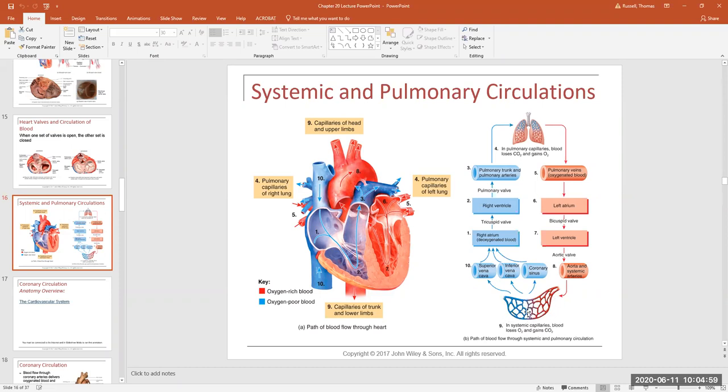And then that deoxygenated blood returns back to the heart via veins. I guess I should tell you that as well. I did it in lab. All veins in the body, all of them, return blood back to the heart. All arteries direct blood away from the heart. So that's how we know what veins are and what arteries are. Veins always transport blood to the heart, and arteries always transport blood away from the heart.